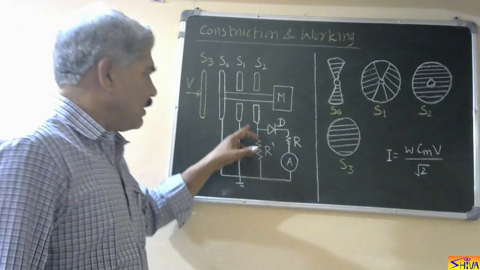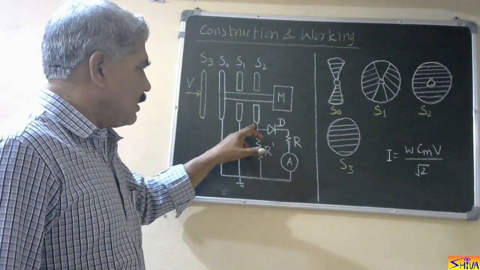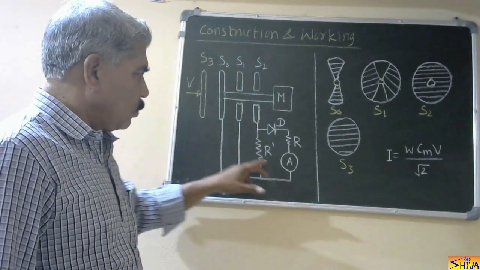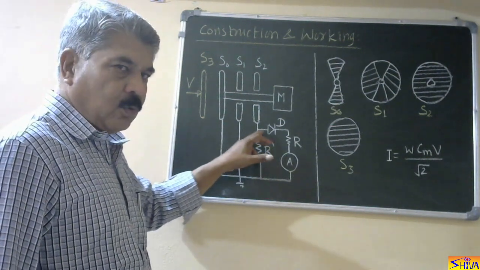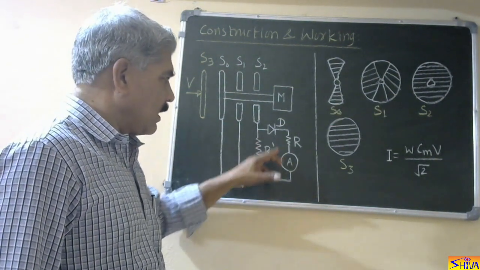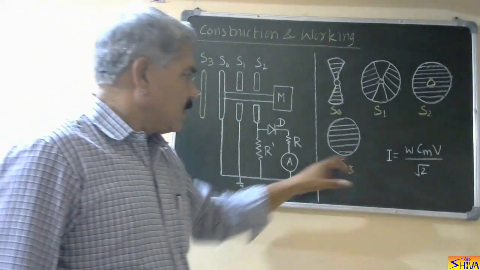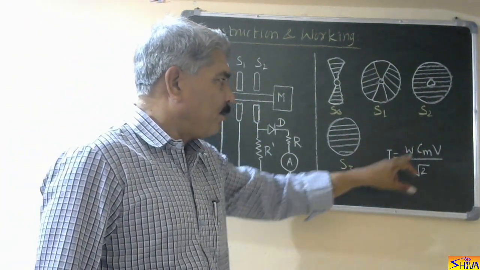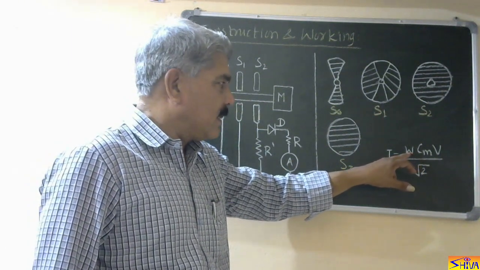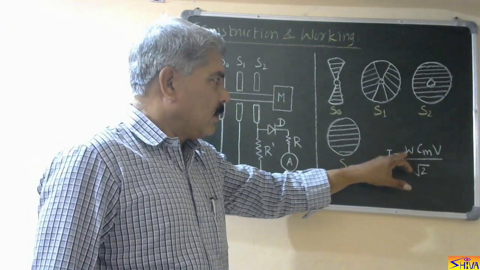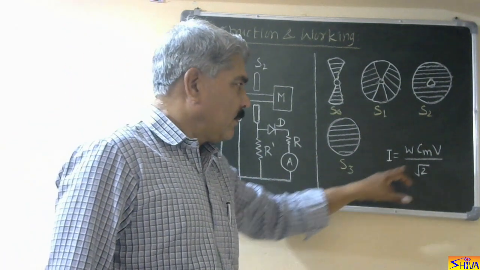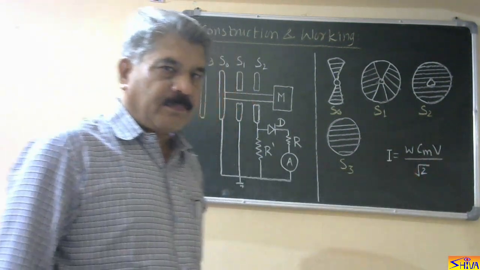Now for measurement, this type of arrangement is there. This electrode is connected to this first electrode through an ammeter. A diode is used to make the current unidirectional. So current flowing in this ammeter is equal to omega Cm V upon root 2. Cm is the maximum value of the capacitance. Omega is the synchronous speed of this motor in radians per second. V is the voltage to be measured.